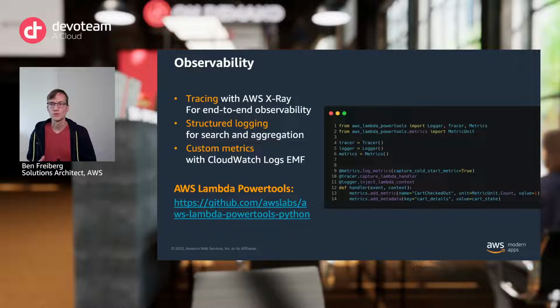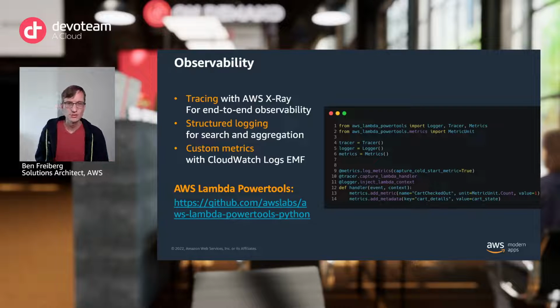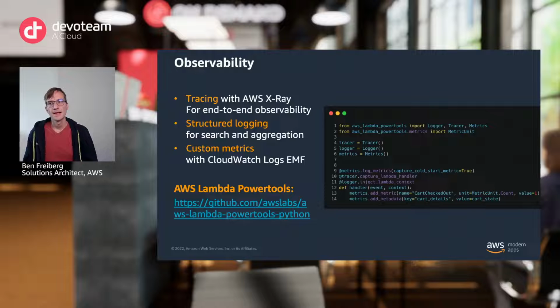Another best practice is to use structured logging so that you can enable search and aggregation use cases later on, and to use custom metrics in addition to the metrics that the AWS Lambda service already emits, ideally using the CloudWatch embedded metrics format. All this and much more is bundled in the Lambda Powertools library on GitHub, which exists not only for Python and Java, but also as a new beta for TypeScript.